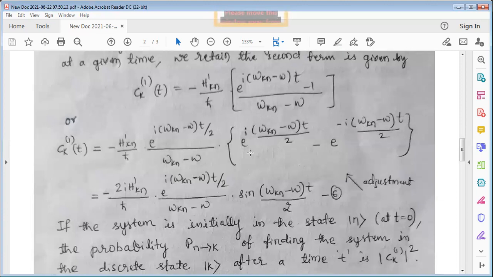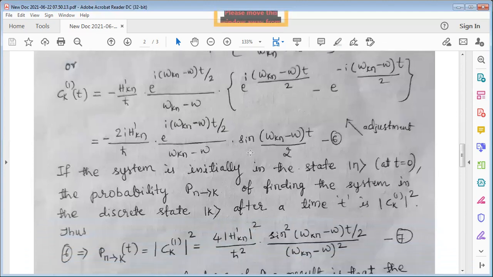Then all these things are written as it is, but the term in the bracket, that is e raised to i times (omega kn minus omega) times t divided by 2, minus e raised to minus i times (omega kn minus omega) times t divided by 2, which we have added and subtracted, is written in a compact manner as a sine of (omega kn minus omega) times t divided by 2, using trigonometric functions.